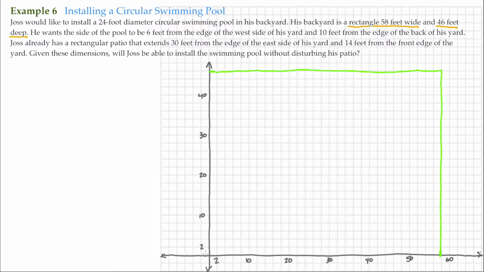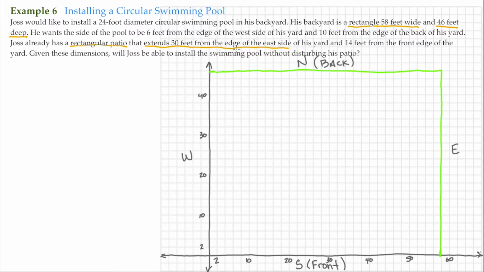So here's his backyard, 58 by 46 feet. Also, he has a rectangular patio. It extends 30 feet from the edge of the east side. So maybe we'll mark this as the west. Here is the north. This will also be the back of his yard. Here's east. And here's south. This will also be the front of his backyard. The front edge of his backyard, right?